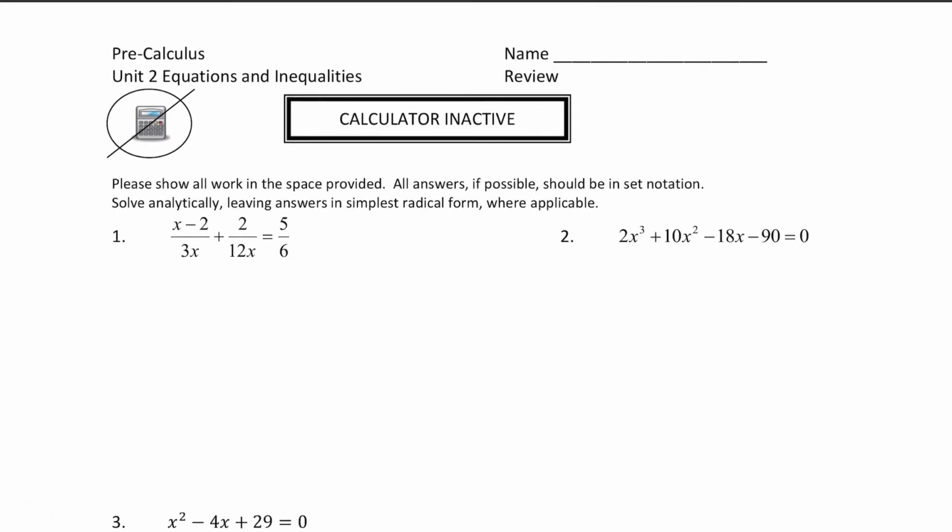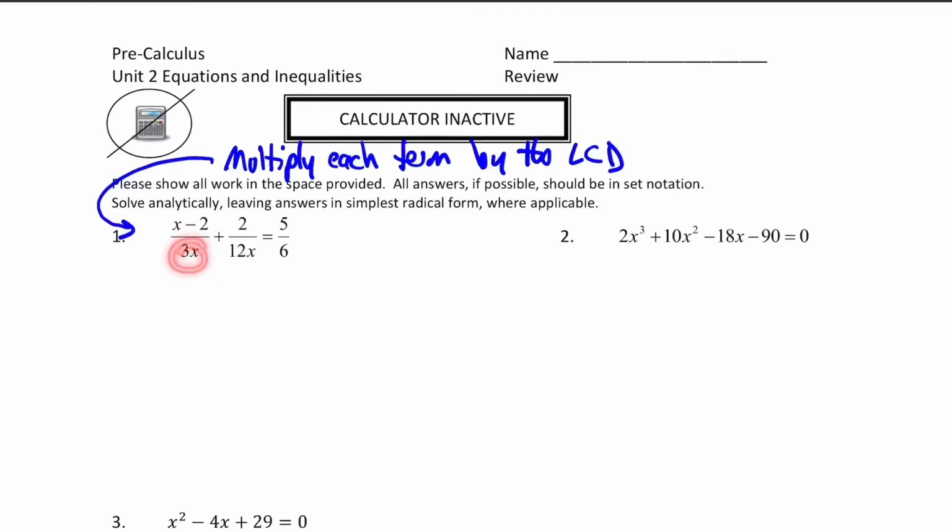Question number 1 is a fractional equation. One thing you want to remember to do with this fractional equation is to multiply each term by the LCD. Now I want you to write it out. So as we look here, I've got a 3x, a 12x, and a 6. LCD of those is going to be 12x. I'm going to multiply each term by 12x.